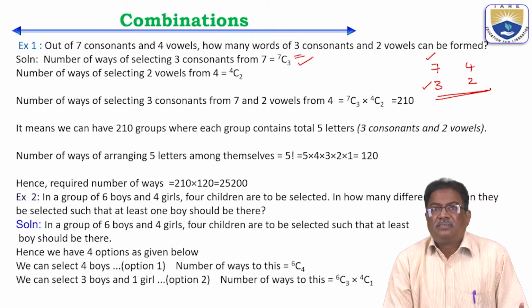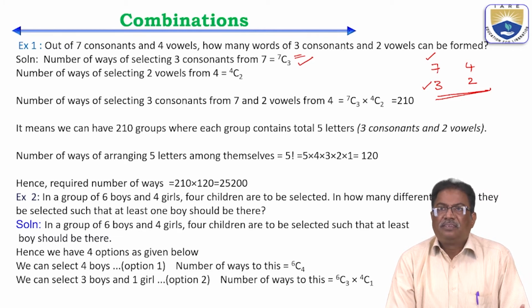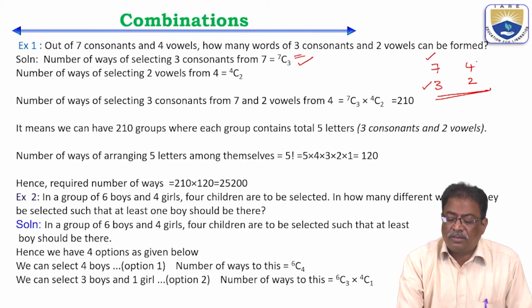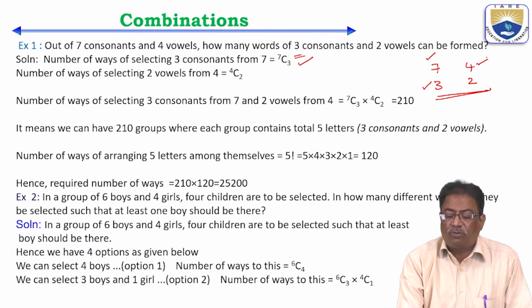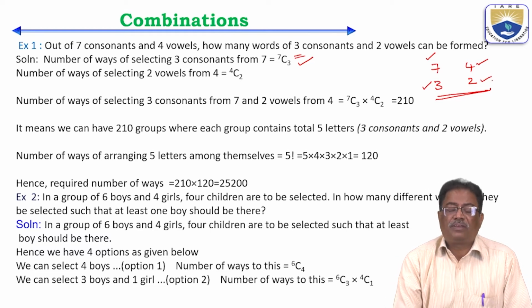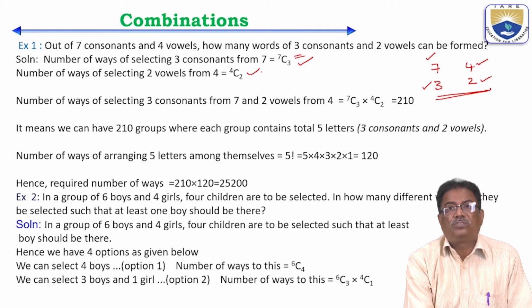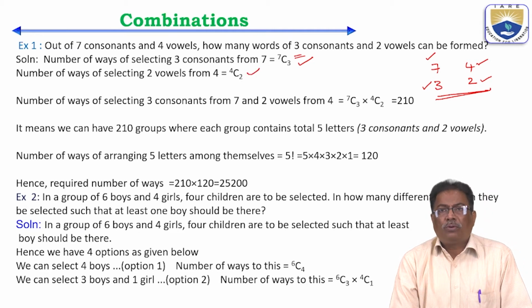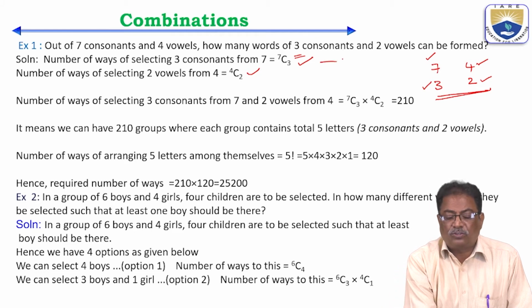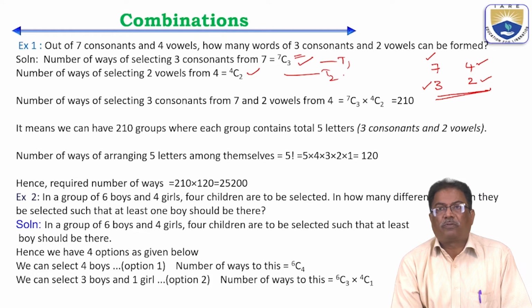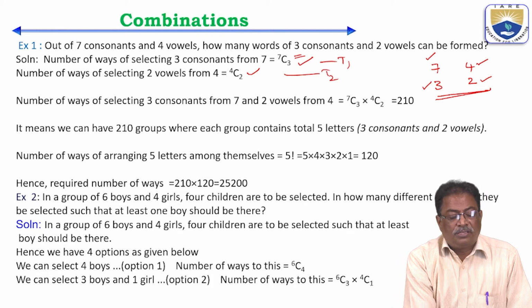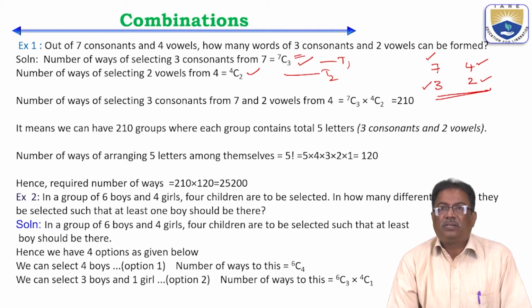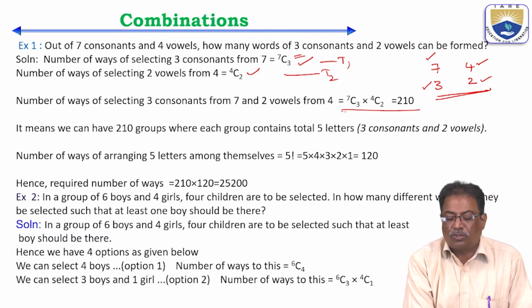The first task is selecting the consonants, and the second task is selecting the vowels, one after the other. That means we apply the product rule. There are 4 vowels, and out of 4 vowels we have to select 2, which can be done in 4C2 ways. Task 1 is this and task 2 is this. These are 2 tasks performed one after the other, so the number of ways to select 3 consonants from 7 and 2 vowels from 4 is just a product rule.